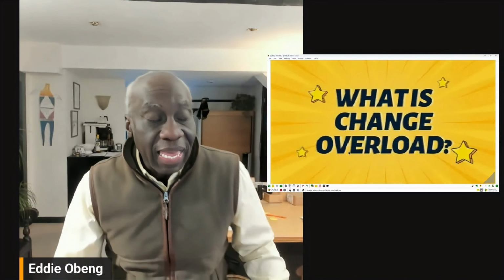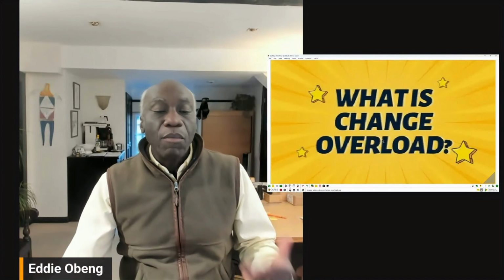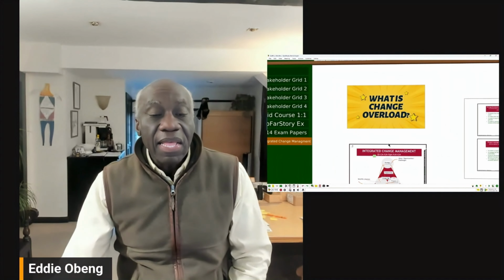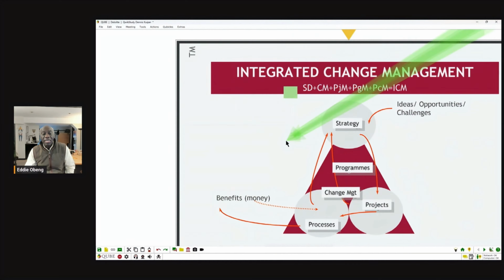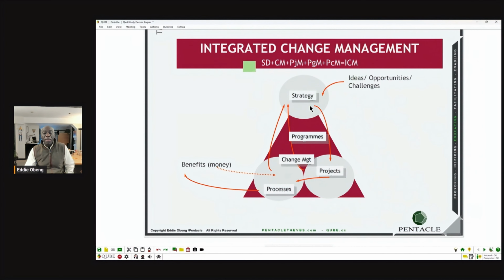So that got me thinking. Why is it that organizations end up with change overload? And I discovered that the reason was very straightforward. The way organizations are organized is very much like a pyramid. There are the bosses at the top, there are the projects, there are the people, there are the customers outside, and so on.